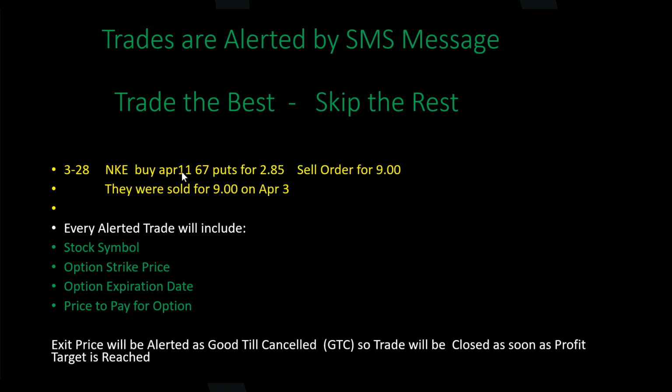April 11th is the expiration date. 67 puts is the strike price, and how much to pay for it, 285. This is what the whole first alert would have looked like. None of this other stuff would have been there. That's the alert. Then you would get another alert that shows this, followed by the sell order, so you know to put a sell order in for $9. And then we tell you when they close, they were sold for $9. You could actually get an additional alert here if I adjusted this 9 to 9.50 or down to 8.50, but in this case, we didn't have to adjust it.